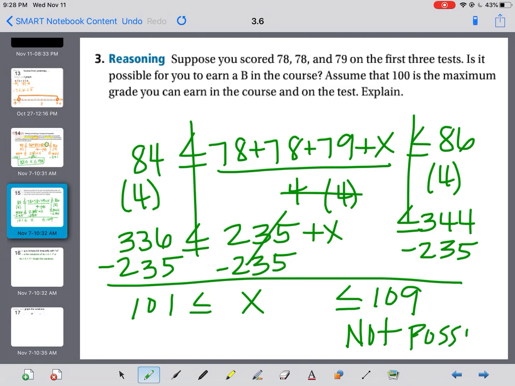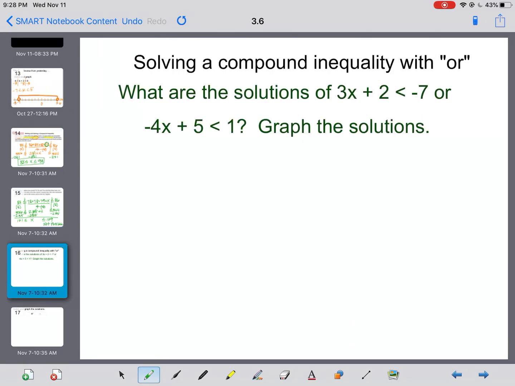Now the question actually said, is it possible for us to earn a B if 100 is the maximum grade? So this one is no, not possible. The lowest score I could get is a 101, and that's not an option in this class.